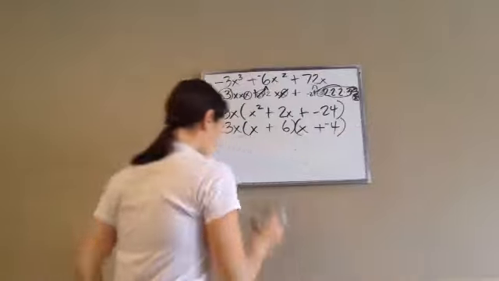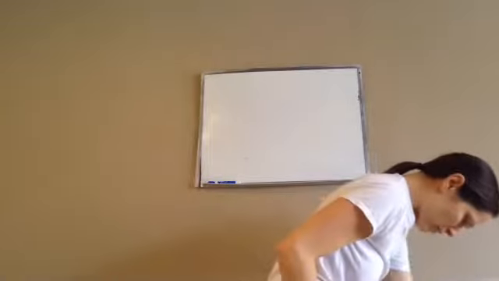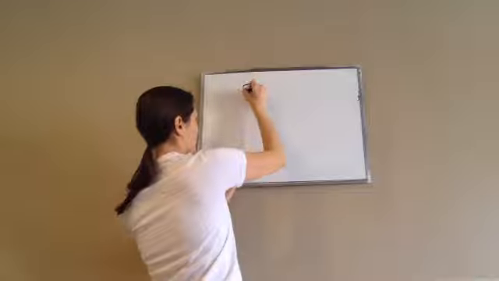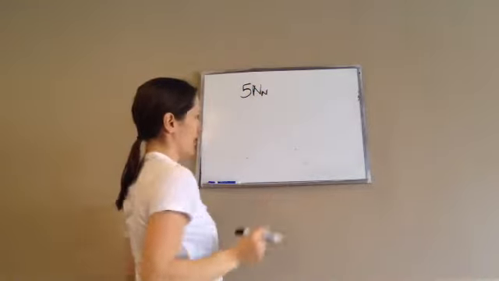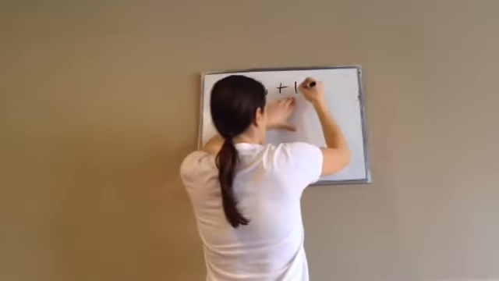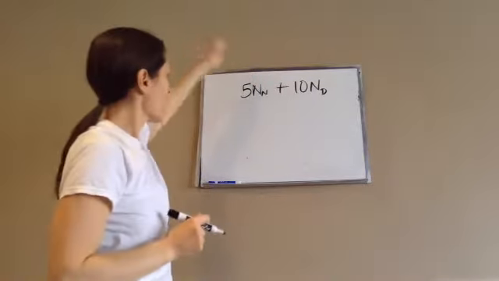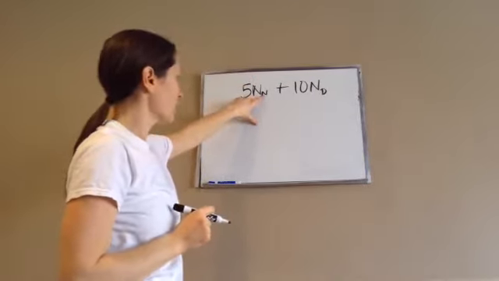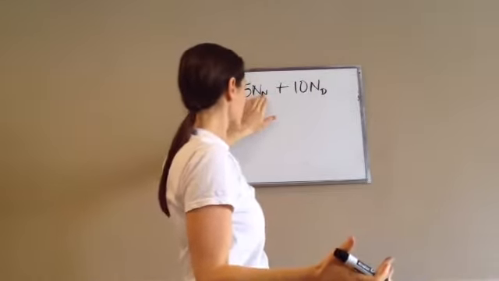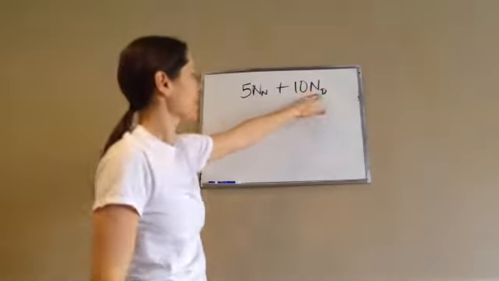Alright, now the next portion of this math lesson is on subscripted variables. Okay? And what a subscripted variable looks like is this. It's got like this 5n with a subscript n, plus 10n with a subscript d. This would be something like, I have 5 numbers of nets plus 10 numbers of dogs. That's kind of what they're saying.